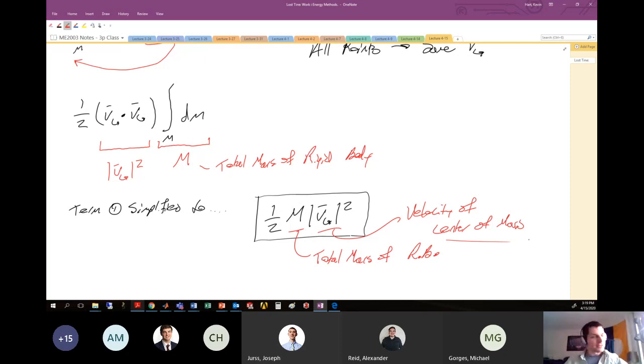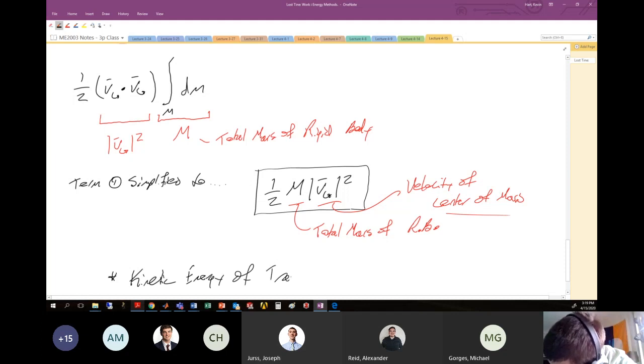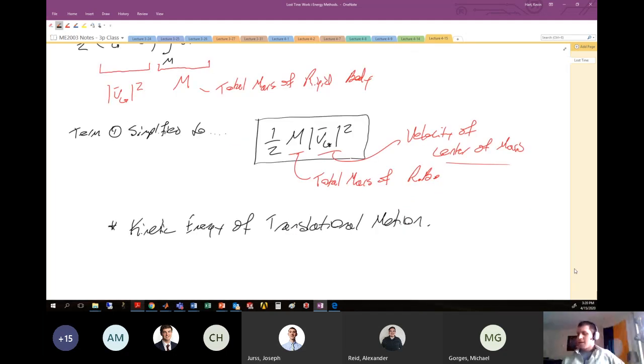This looks very similar to what you did in 2002, which is 1/2 mv squared. The distinction here is that this is specifically the velocity at the center of gravity. So this term represents the kinetic energy associated with translational motion. All right, that's term number one. We still got 2 more to go, so don't be getting complacent.